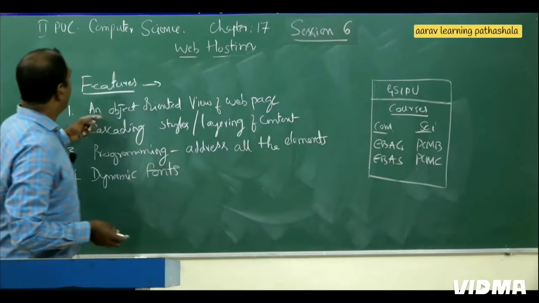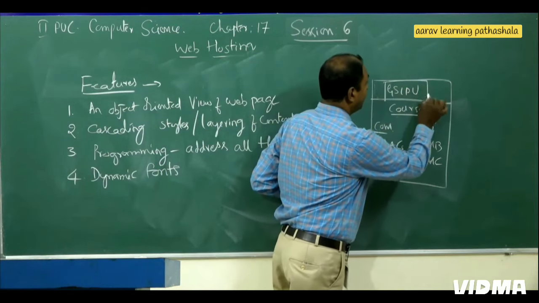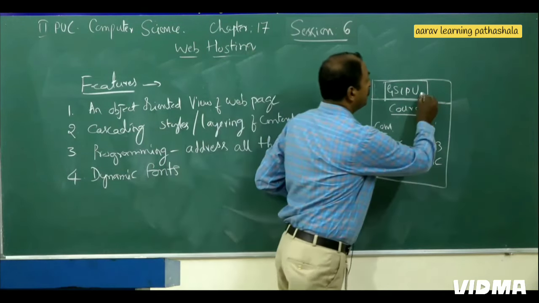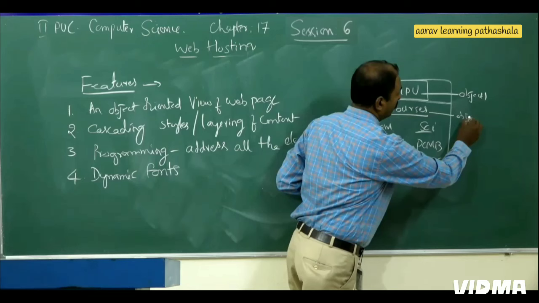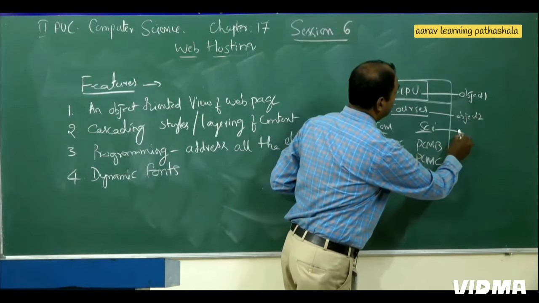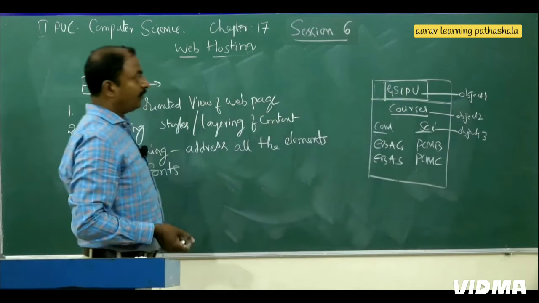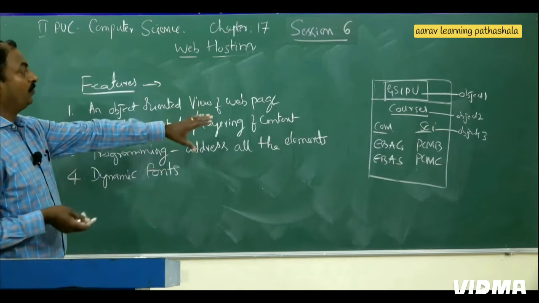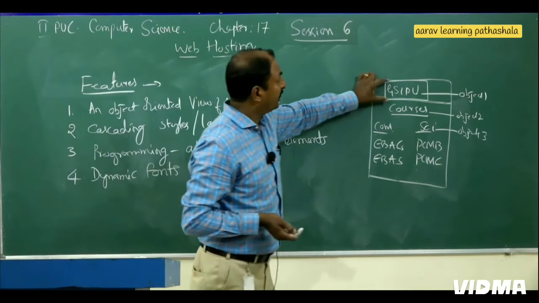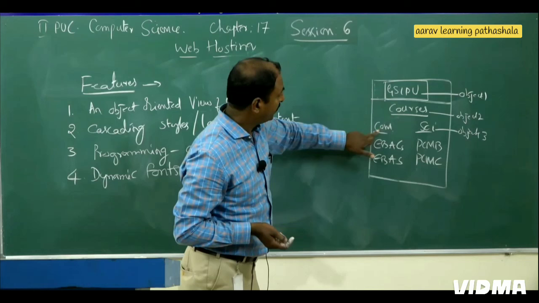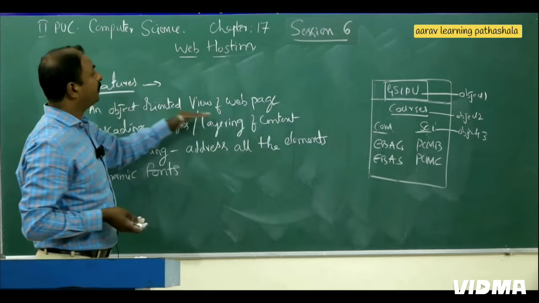If I talk about the object oriented view, what is the meaning of that? Whenever there is a heading of the website, it is one object. This is object one, and this is object two, and these are all considered as different objects. Object three, like this. So whenever we are developing a website, our website can be viewed in an object oriented view. The meaning is that we are treating this as one object, second object, next object. These are all different objects. So this is the meaning of an object oriented view.